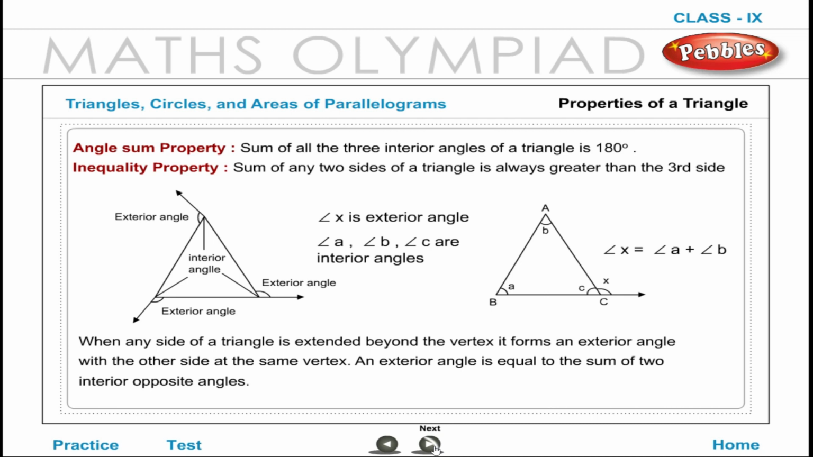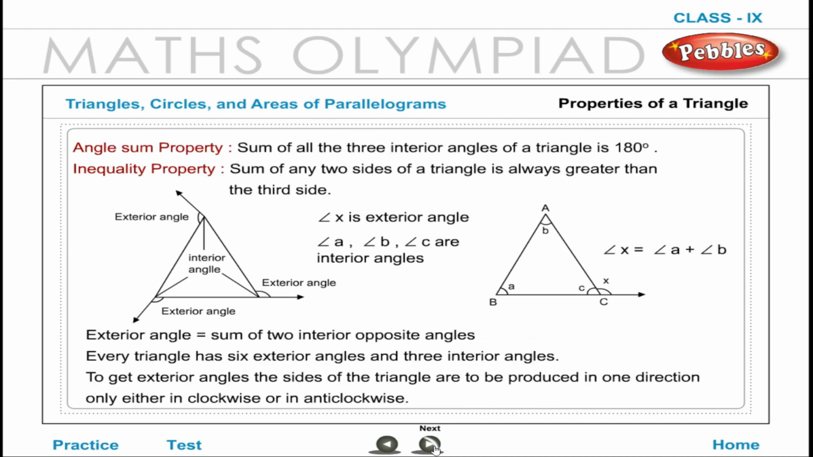When any side of a triangle is extended beyond the vertex, it forms an exterior angle with the other side at the same vertex. An exterior angle is equal to the sum of two interior opposite angles. Angle X is an exterior angle. Angle A, angle B, angle C are interior angles. Exterior angle is equal to sum of two interior opposite angles.